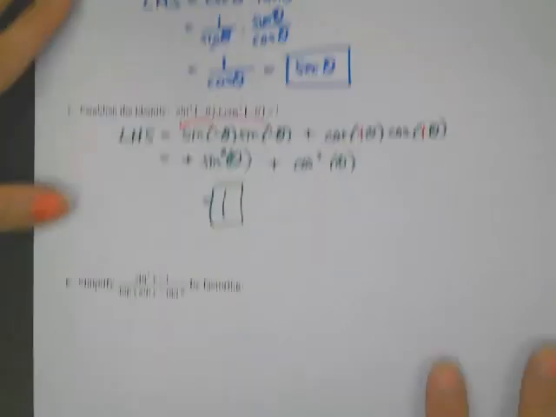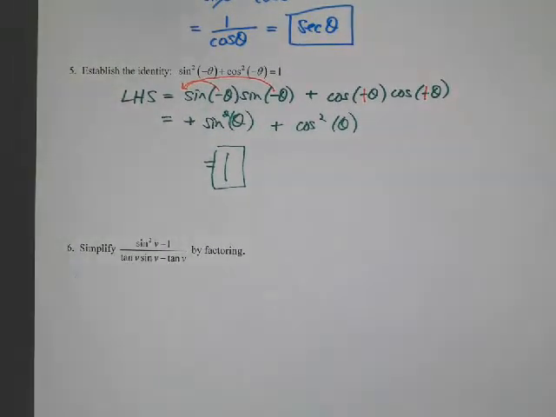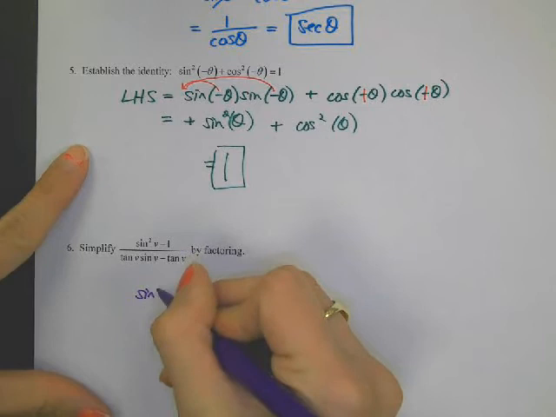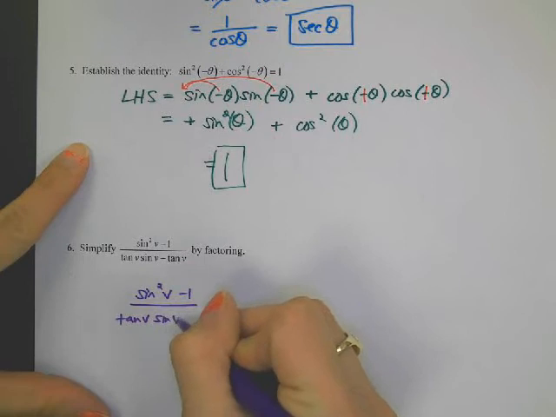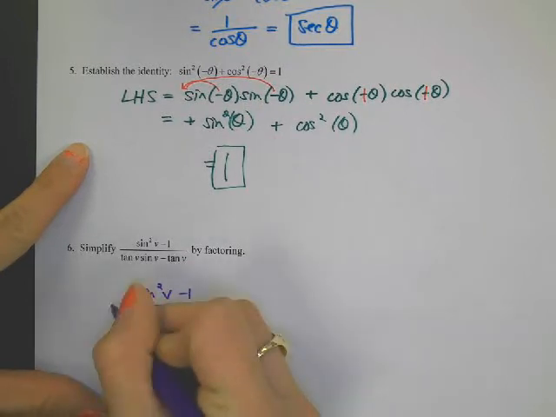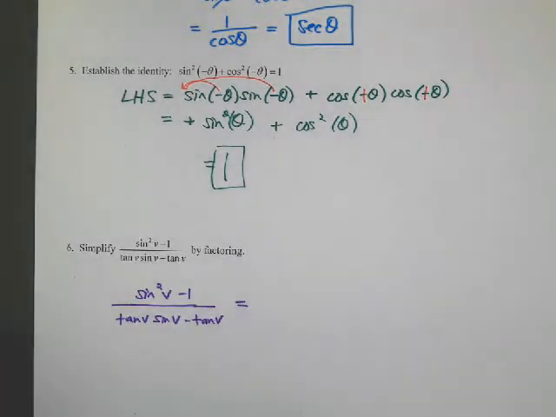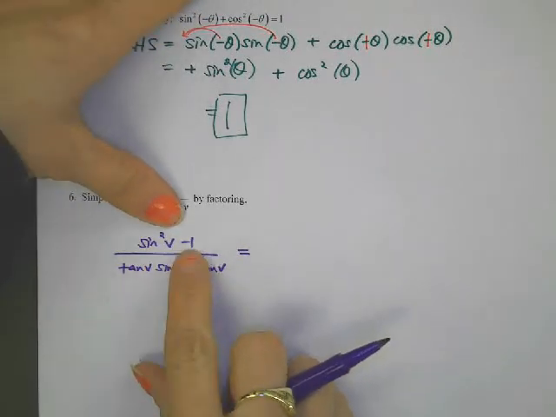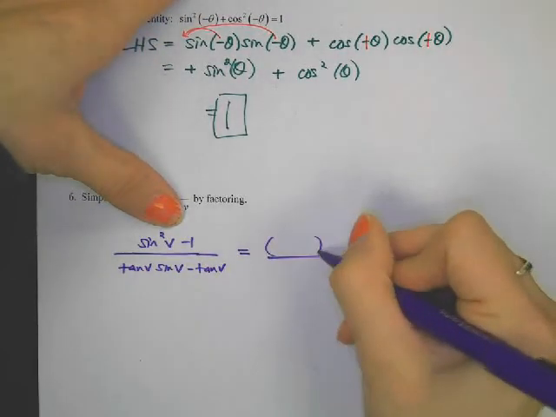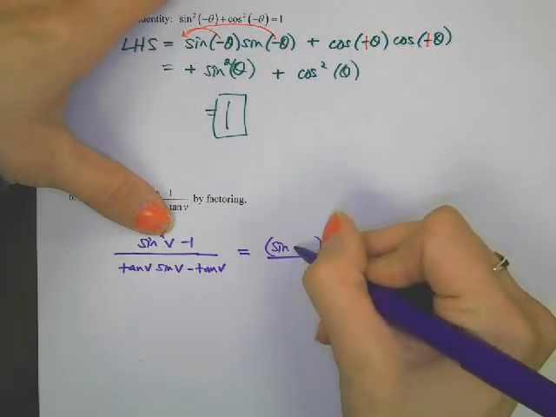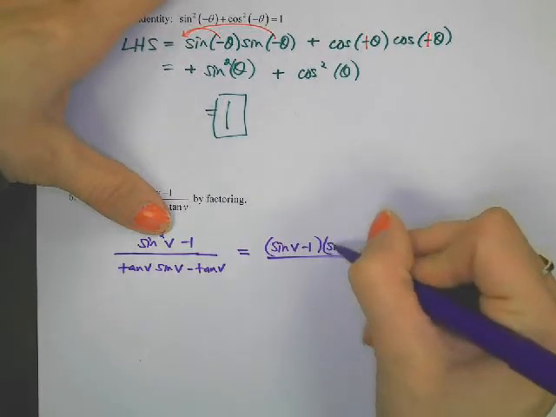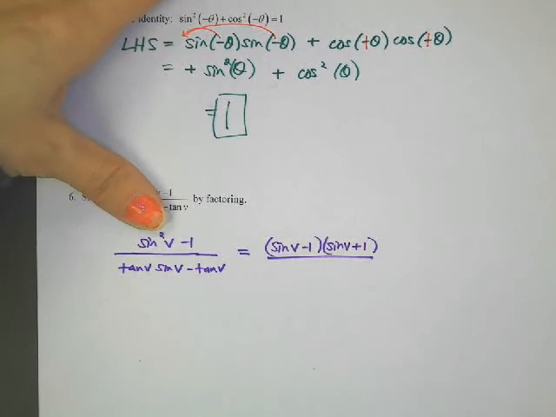And for this last one here, we are going to simplify it by factoring. Now there's no left side, right side, so we're just going to start by writing down the problem. And it gave you a hint. One of the things you have to think about doing is looking for things to factor. Let's make sure we use an equal sign. So in the numerator, I see sine squared minus 1. This is a difference of squares. So that's going to factor into 2 nice quantities. Do you know what they are? Sine of v minus 1 times sine of v plus 1.